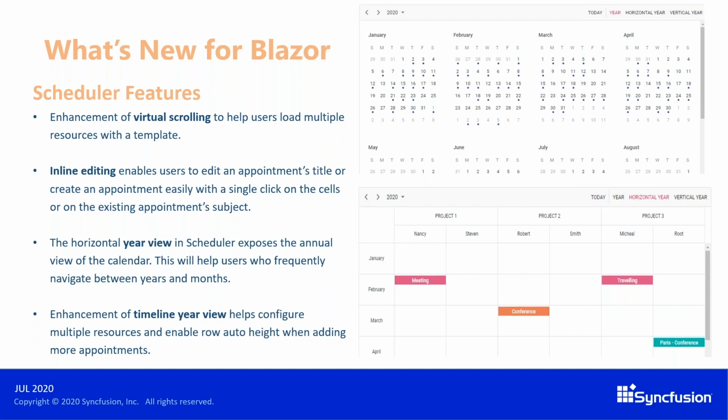First, the scheduler component. In scheduler, we have provided an enhancement for virtual scrolling that lets you load multiple resources with a template. We provided inline editing support, which lets you edit appointments with a single click. The horizontal year view in scheduler exposes the annual view of the calendar. This helps you to frequently navigate between years and months. We also had some enhancement in timeline year view, which helps you to configure multiple resources and enable row auto hide when adding more appointments.